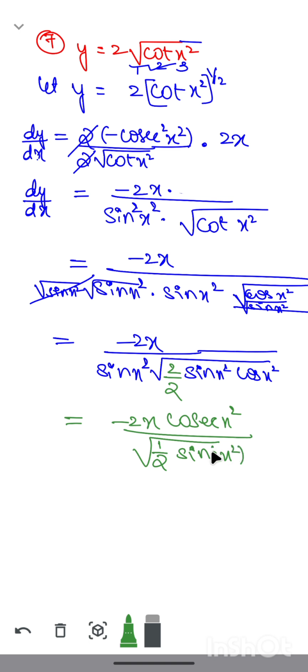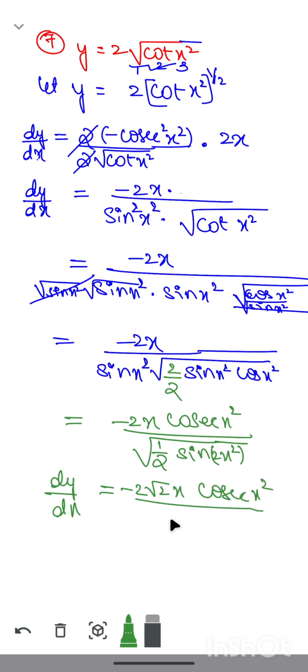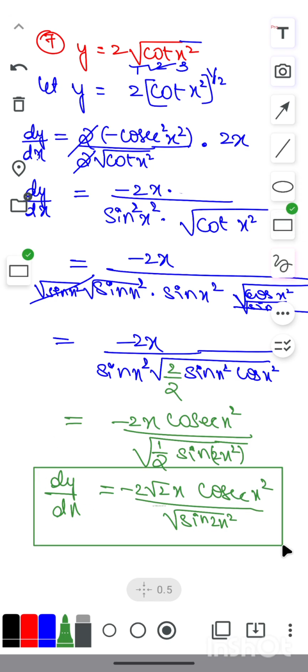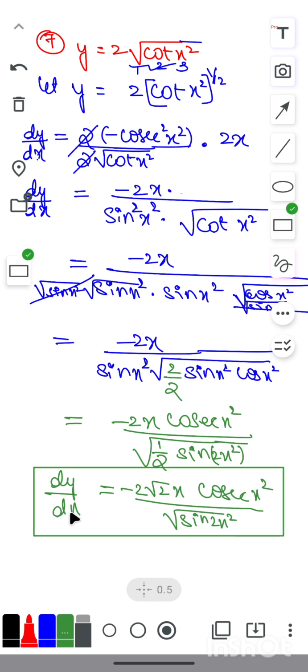And if I apply the square root separately, finally we obtain the answer as dy by dx is equal to minus of 2x into cosecant of x square. Now the denominator of the denominator will go to the numerator, that is 2 root 2 we can write. So better I will write as neat as possible, that is minus 2 into 2 root 2x into cosecant of x square whole divided by root of sine 2x square. Finish. This is our required answer. Hope you have understood. Moving to the next question, that is question number 8.